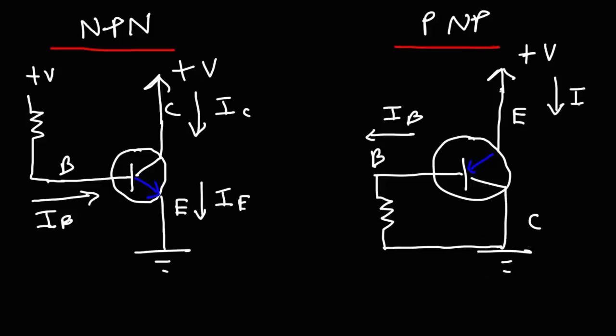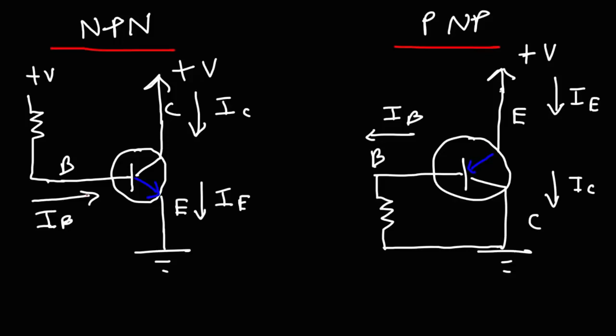Now for the PNP transistor, current is going to flow from the positive potential to ground, and so this is going to be the emitter current, and as you can see, it's in the direction of the arrow. The collector current is going to be flowing away from the PNP transistor, and the base current flows away from it. So these two transistors are completely opposite to each other.